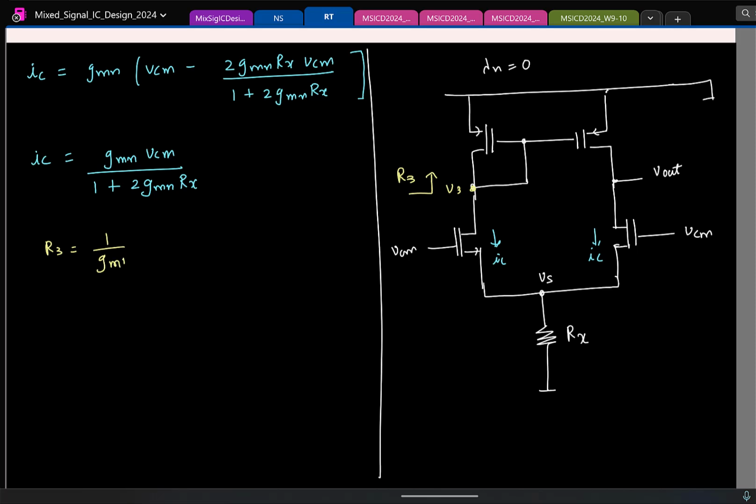Okay, so what is the small signal V3 in terms of the current IC and the resistor R3? In terms of R3 and IC, can you tell me what is V3? IC into R3 or minus IC into R3? Minus IC into the resistor, fine. So this is minus IC times R3, that is minus IC by GM of the PMOS.